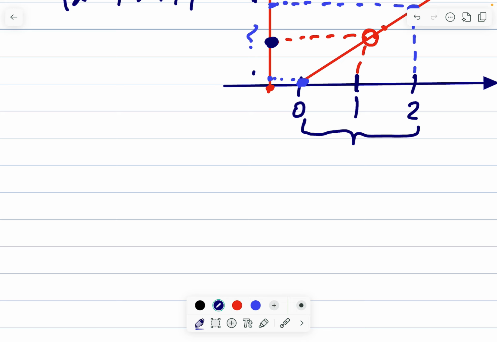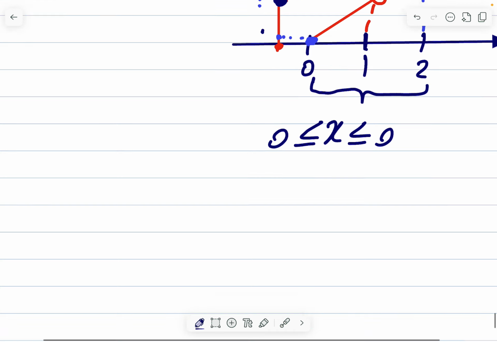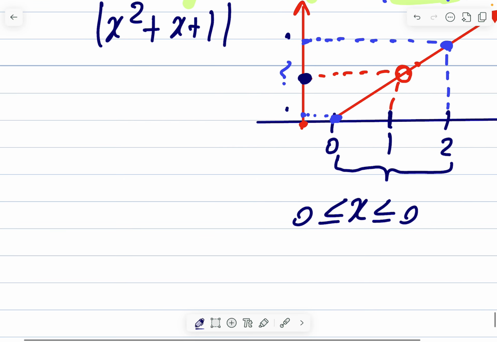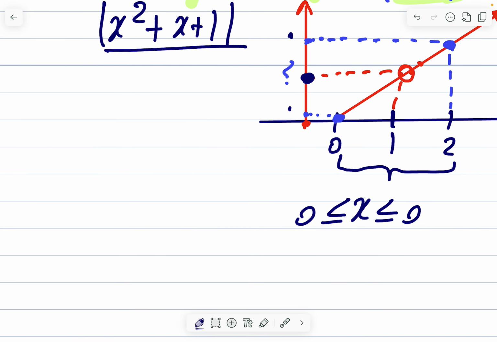Our interval is when x is greater than or equal to 0 or less than or equal to 0. Meaning I'm talking about what? I'm talking about this part. Understand? So since I'm talking about that part, I'm going to look at the values of f of x, which is this thing I have here.